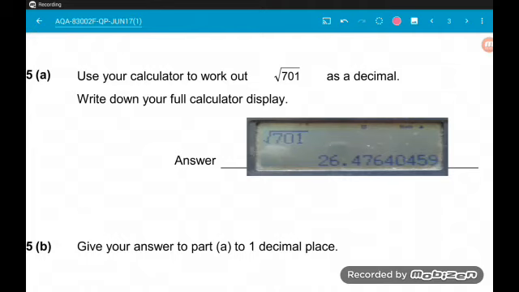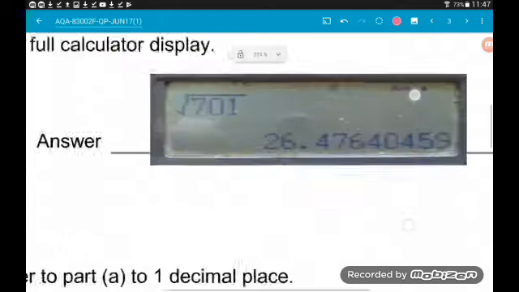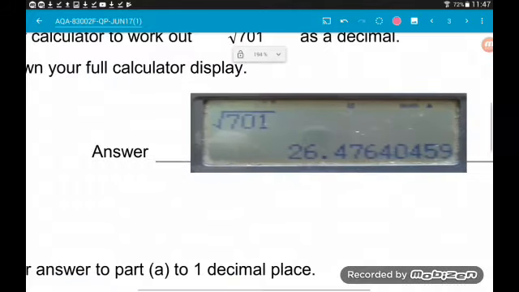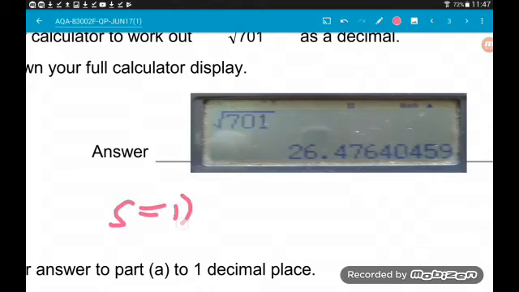Question 5. Use your calculator to work out the square root of 701 as a decimal, and write down your full calculator display. So I cheated. I took a picture instead of having to write it. So if you get something that looks like that, golden. When you put in root 701, your calculator will probably tell you that that is root 701. To turn that into a decimal, find the button that looks like this, S equals D, and then that will turn the root into a decimal.